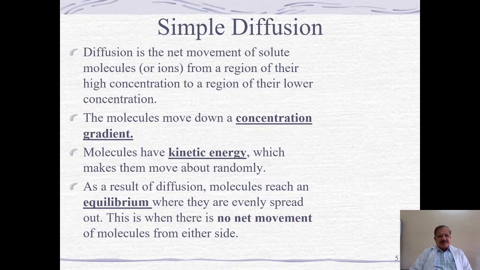Simple diffusion. What is simple diffusion? Diffusion is the net movement of solute molecules or ions from the region of their higher concentration to their lower concentration. So if you take a container and, in between, put a semi-permeable membrane, on one side you put a solute and on the other side you put a solvent.